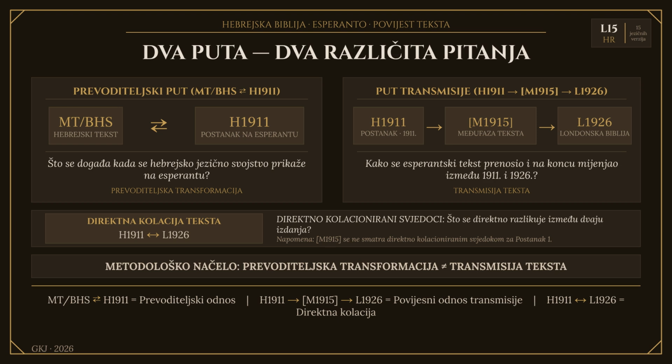We are looking at two different processes: the translation relationship between the Hebrew text and the 1911 edition, and the historical transmission path between the 1911 edition and the 1926 London Bible. It is essential to distinguish between these two paths.